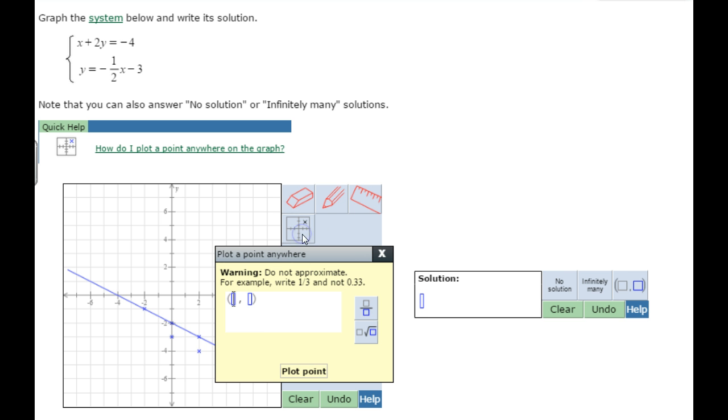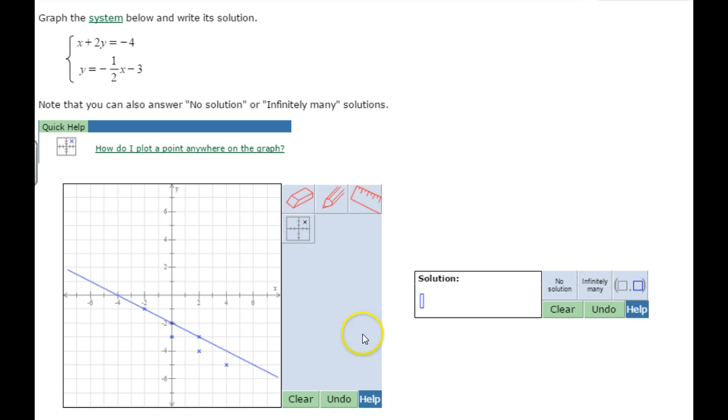Let's try one more point. I'm going to choose 4. So that'll be -1/2 times 4, which is -2. -2 minus 3 is -5. All right, let's connect the points using a ruler here. Draw the line, pick up a pen, draw your line.